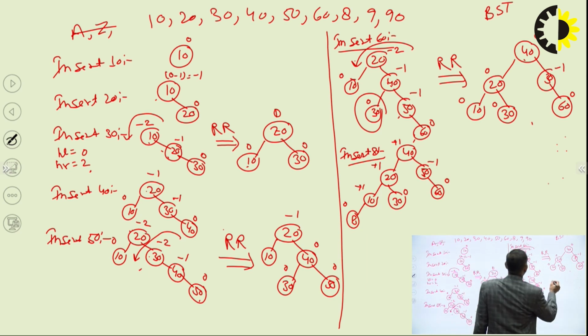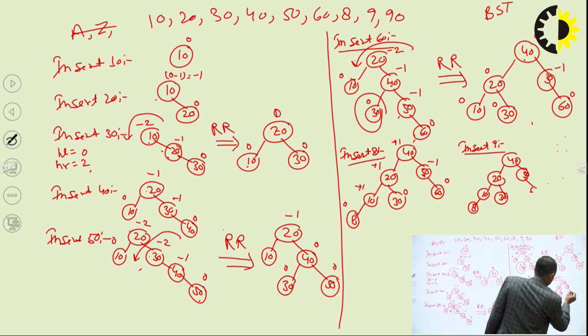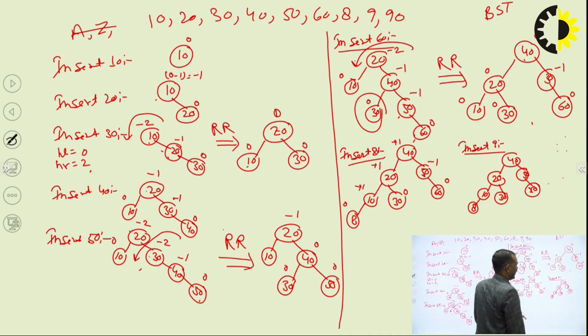Now we have to insert 9. What is our tree? That is 40, 20, 10, here 8, 30, 50, 60. Clear? We have to insert 9. 9 is smaller than 40, then we check 20, 9 is smaller than 20, then 10, smaller than 10, then 8, and 9 is larger than 8, so it goes on the right side of 8.